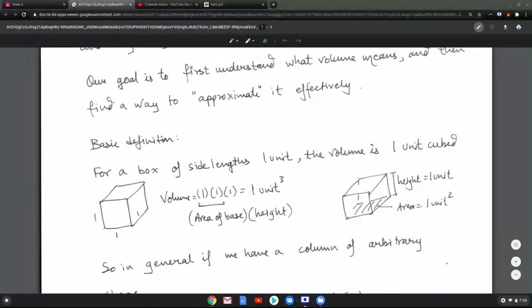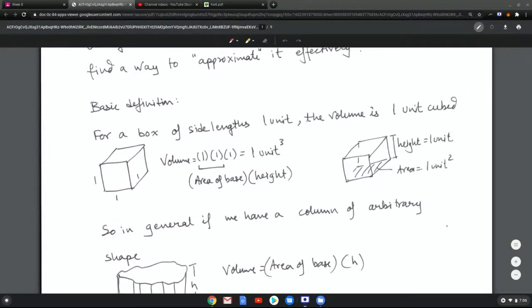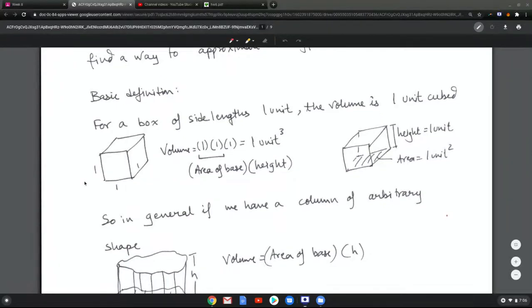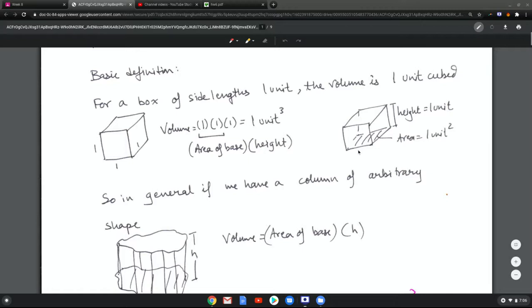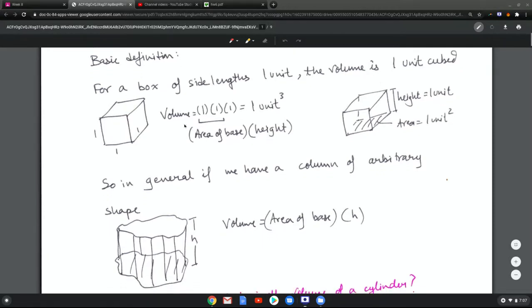Now, basic definition is that for a box of side length 1 unit, the volume is 1 unit cubed. So, for example, if the length, width, and height of the box are 1 unit each, the volume is 1 times 1 times 1, which becomes 1 unit cubed. Another way to interpret this is that the area of the bottom face is 1 unit squared and the height is 1 unit. Or we can understand volume as the area of the base times the height.